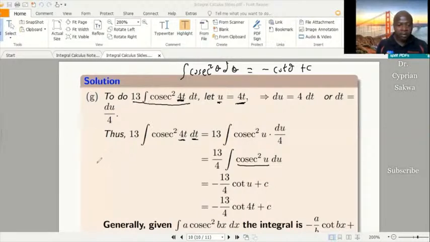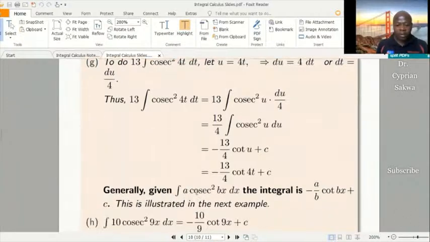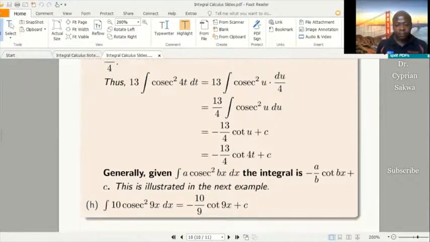So generally, again, when you're given an integral of this kind, the integral of a cosec squared bx dx, the solution will be negative a out of b cot bx plus a constant of integration. So, for instance, in example H, this integral can be written mentally as 10 out of 9. And the integral of cosec squared will be negative cot, and then insert 9x plus constant of integration. So you have the answer without much work.